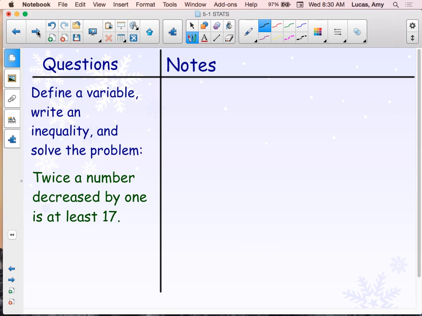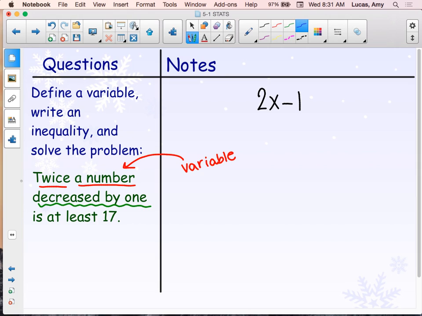Okay, our last example, we're going to define a variable, write an inequality, and solve the problem. Define a variable just means to pick your letter for your unknown. So it says twice a number. When you see it say a number, that's where your variable is going to go in because we don't know that number. That's our unknown. So twice a number means 2x. Then it says decreased by 1. Decreased by 1 would mean minus 1. Then we've got our symbol, is at least. So if I have at least $10, that means I've got 10 or more. So I need greater than or equal to. And then 17.